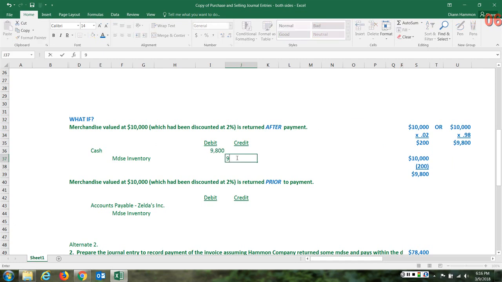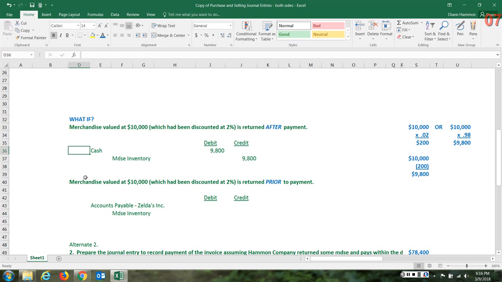Now it is possible that Zelda's would say, I'll cut you a check in a couple of weeks, so we might have an account receivable here. I'm going to assume that they've just cut us a check. Either way, we would have a current asset increase, either cash or accounts receivable. The amount of inventory would be decreased with a credit for that amount because we've sent some of that merchandise back. So this is how you would prepare the journal entry for merchandise that has been sent back after payment has been made.